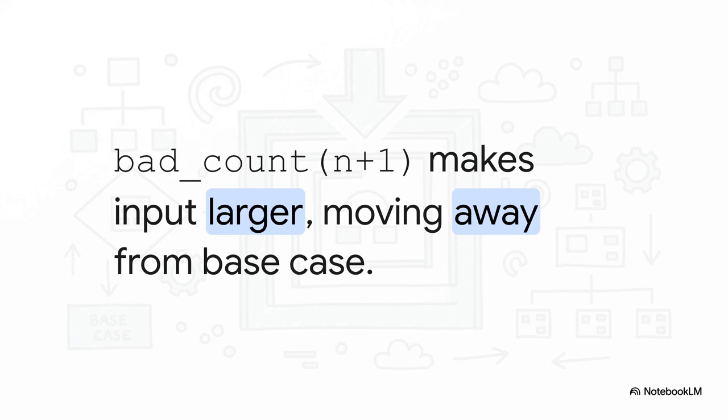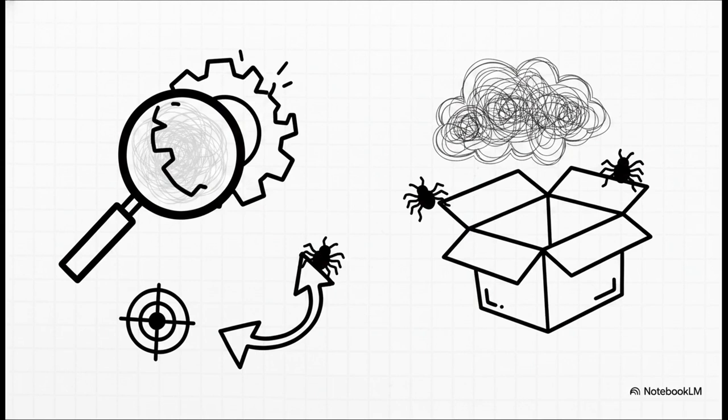We're calling a function with n plus 1. If your goal is to count down to 0, but you start at 5 and your next call is 6, then 7, you are literally counting in the wrong direction. The input just gets larger, spiraling endlessly away from the base case. Total disaster.